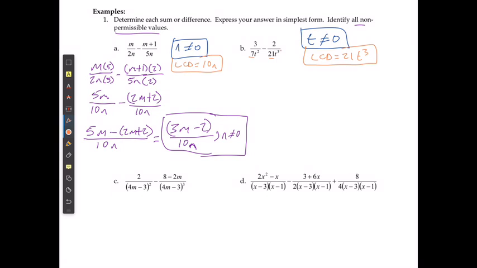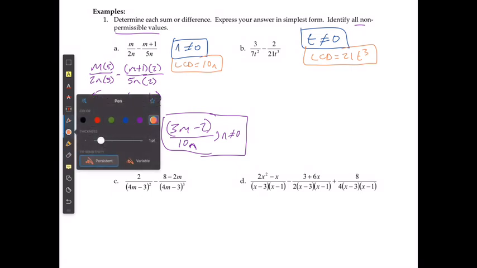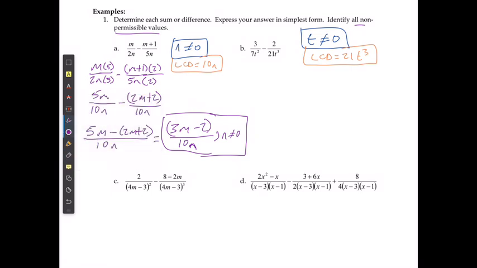Which means that the one on the right already has the lowest common denominator. The one on the left currently does not. Which means that here I'm going to have to multiply the top and the bottom of the first set by 3t.